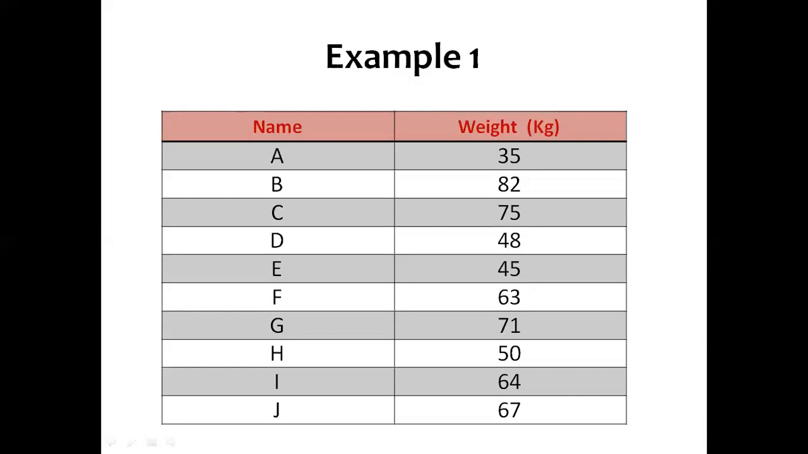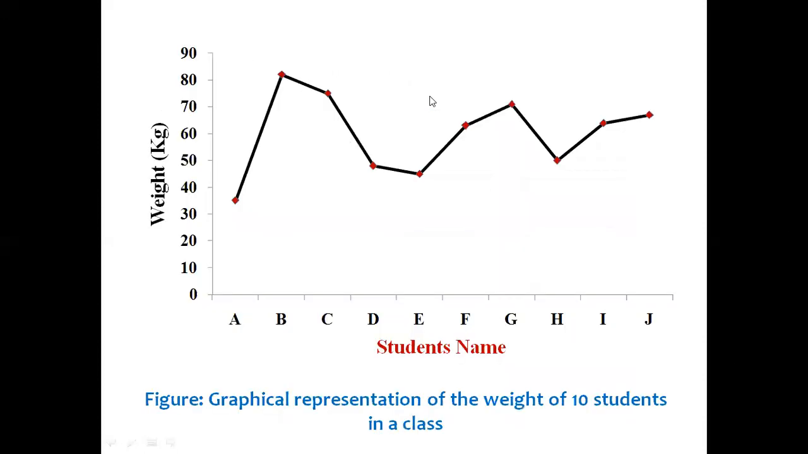Now let's say these 10 students, their weights are already here. Now how do I present it? Let me present it in graph form. The moment you see this, you see that there are 10 students at different weights, and the weight varies from 35 to almost 80 plus. All right. So based on this diagram, you can easily see that A is the lightest student of all, and student B is the heaviest in terms of weight. It's very easy to see, isn't it?